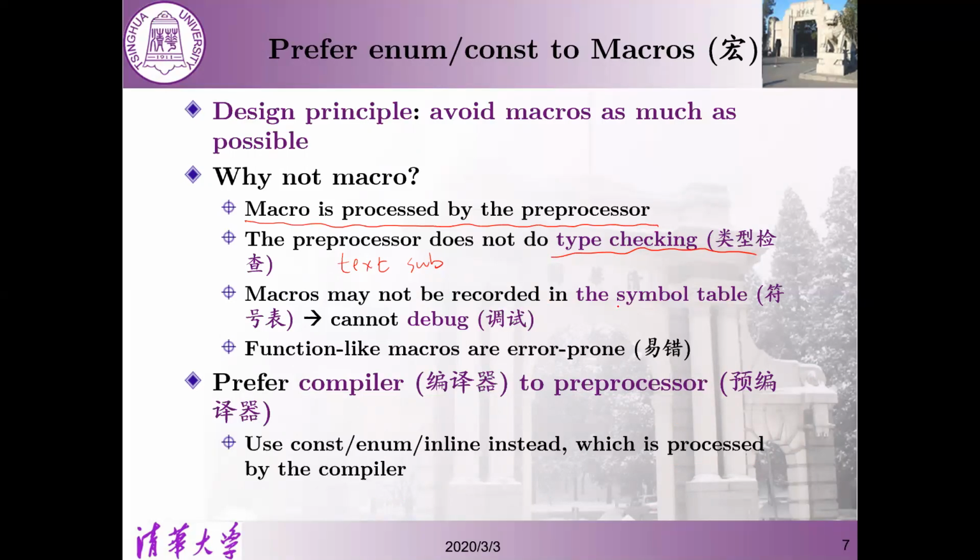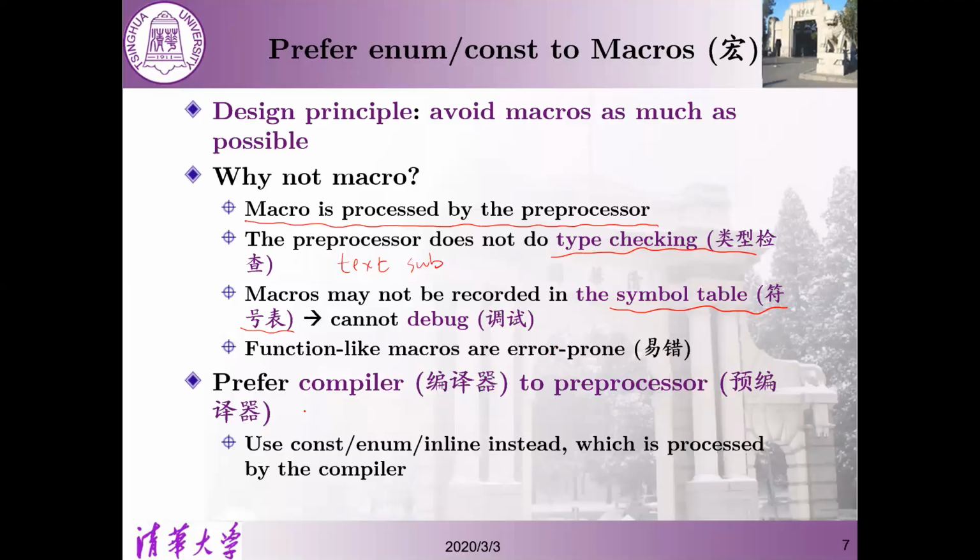And also there's no symbol table. Actually, a symbol table is a notation in compiler. The variables will be put in the symbol table for debugging. When we debug the program, the symbol table will be used. However, macros are not recorded in the symbol table, so we cannot find the symbols. We cannot debug those symbols defined by macros. So macros are not safe. Okay, so that's why we should try to avoid macros as much as possible.